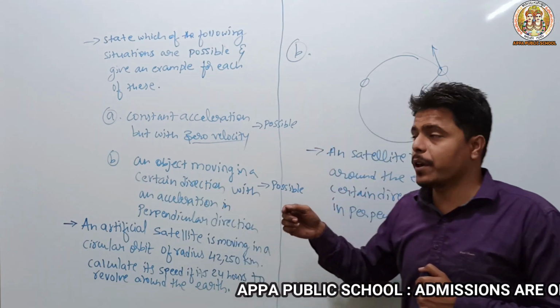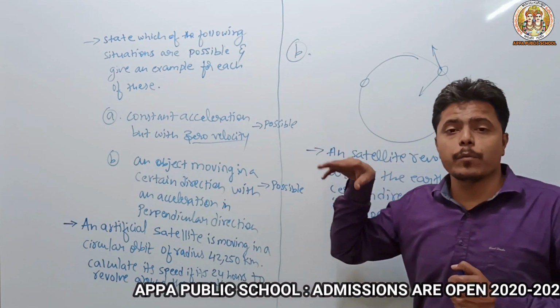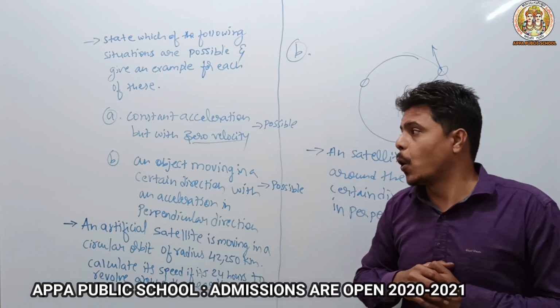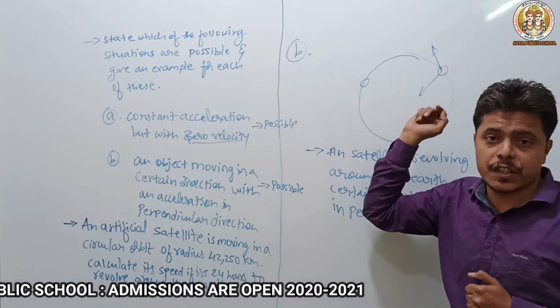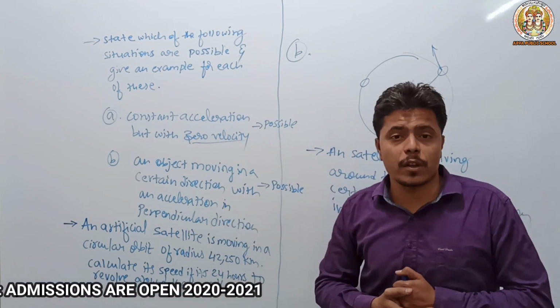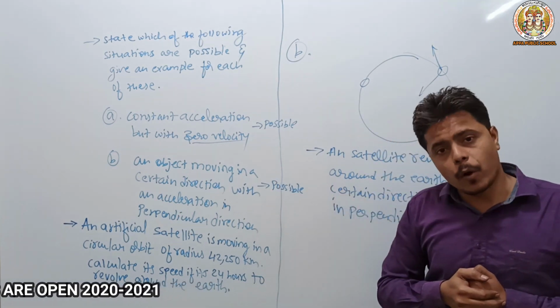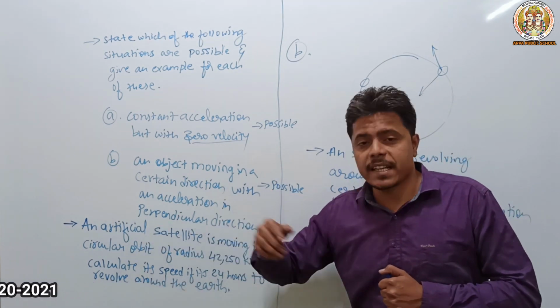Now question B, we have given this example: any satellite revolving around the earth. Here you can see the perpendicular direction. So this can be the best example for question B. It is also possible. Now one more question from the exercise.